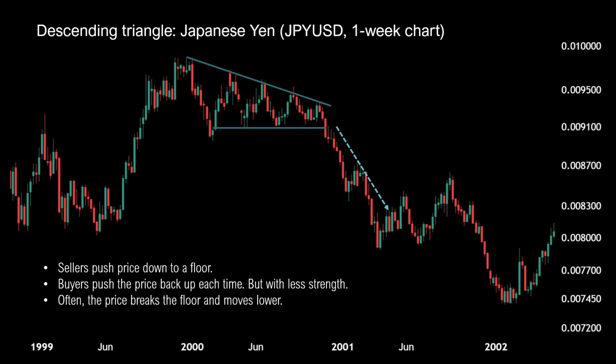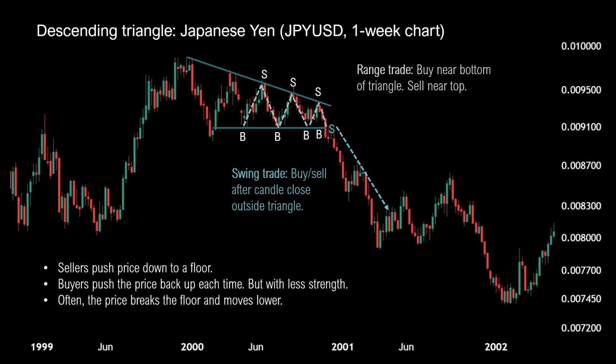Range traders will buy and sell the range like this, and swing traders will try to go short with a candle close below the bottom of the range like this. So that's it for wedges and triangles. In our next examples, we'll look at pennants and flags. These are classic continuation patterns that you'll often see after a strong move in the price.